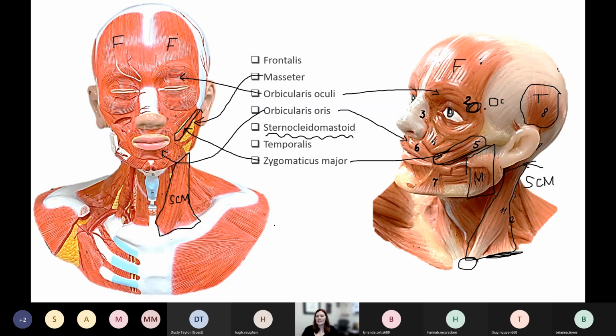Can't remember if we said this a few weeks ago. The sternocleidomastoid is your whiplash muscle. So if you get whiplash, the reason it's so hard to move your neck is because this muscle that goes straight up and down in the neck gives you some issues. Sternocleidomastoid.